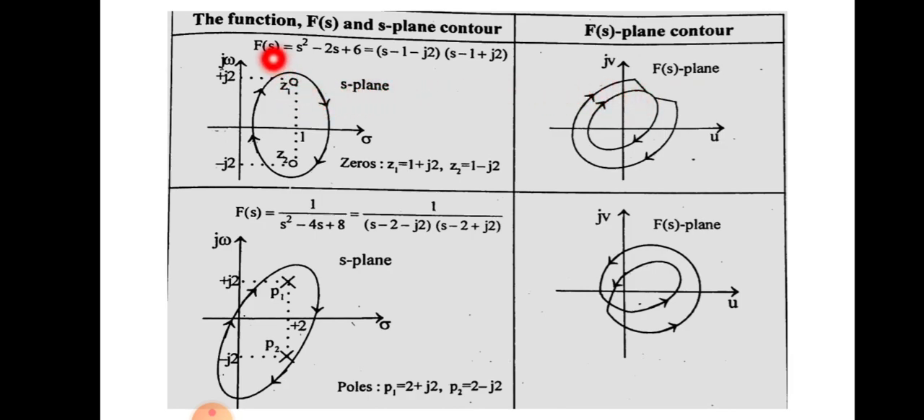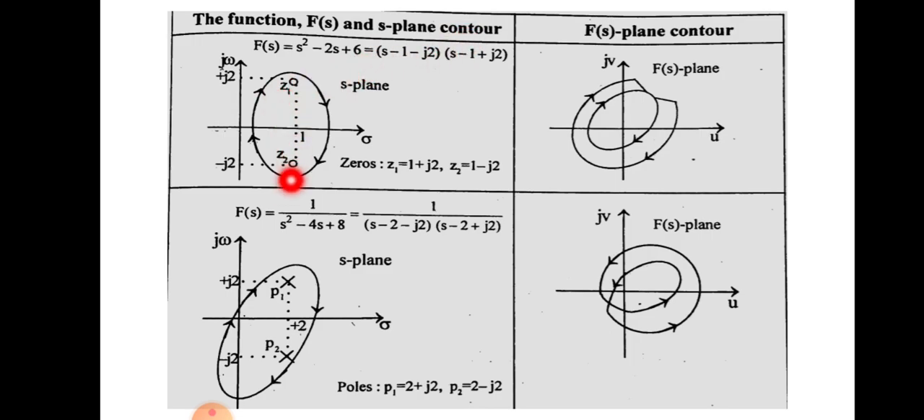Suppose F(s) is equal to s square minus 2s plus 6. We can factorize it as (s minus 1 minus 2j) and (s minus 1 plus 2j). So the s values will be 1 plus 2j and 1 minus 2j. So 1 plus 2j corresponds to this point. This term is the numerator term, so it represents the zeros. Zeros will be represented by circles. So Z1 and Z2 are the zeros. There are no poles for this function.